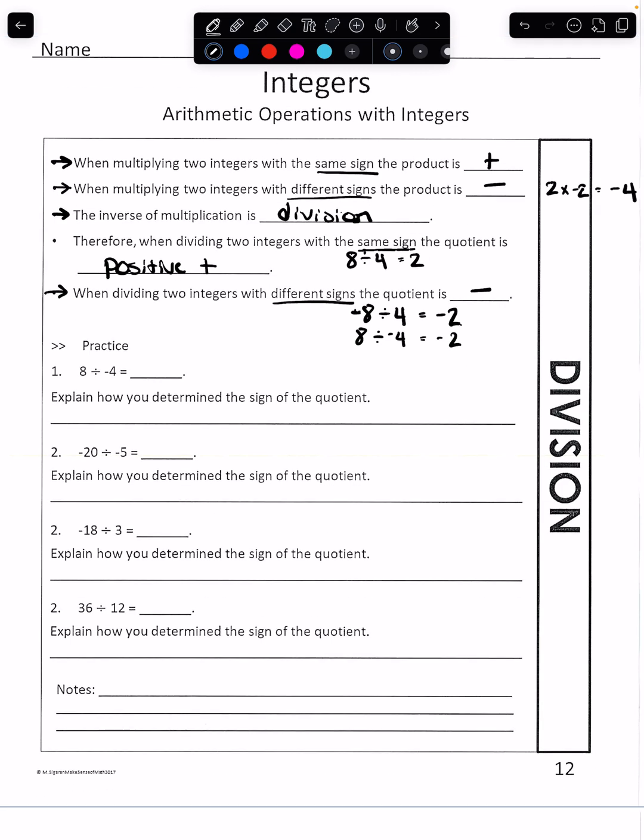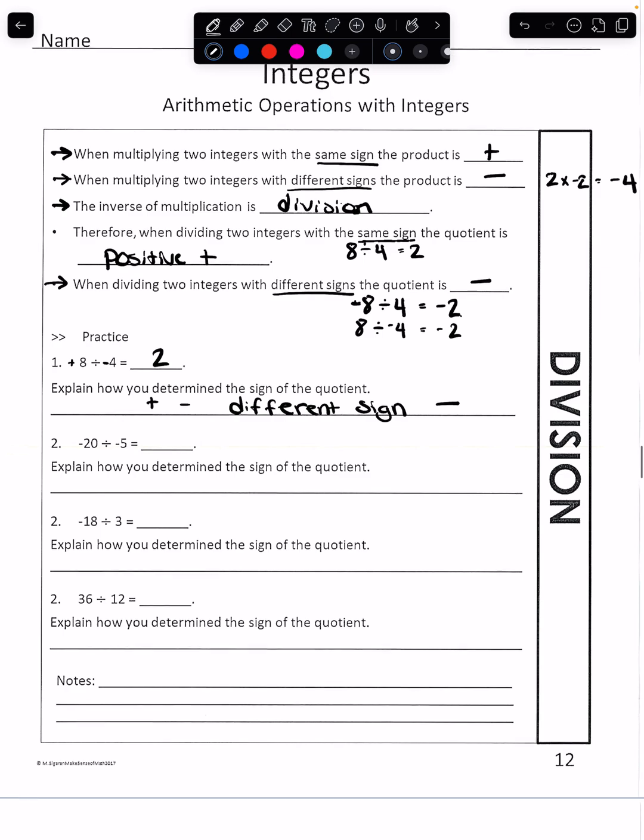So I have 8 divided by 4. 8 divided by 4 is 2. Now I gotta check my signs. I got a positive in the front and a negative in the back. So I have a positive, negative. Those are different signs. That means I get a negative answer.